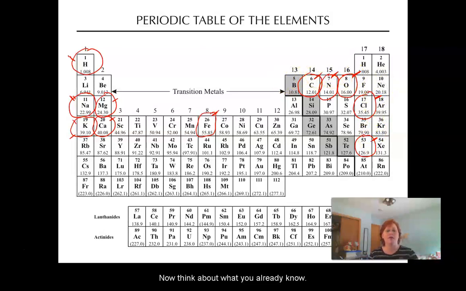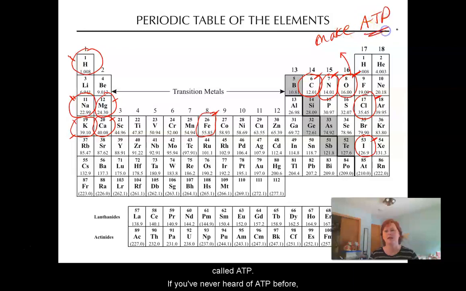Now think about what you already know. What do you need oxygen for? Well, oxygen is important so that you can make a molecule called ATP. And if you've never heard of ATP before, ATP is very important. Think of it like the Duracell batteries in your cells that are just there to help run processes. So if you need energy right now to do anything, like taking notes, digesting food, whatever you're doing, you need ATP. You need all of these little batteries to run those processes. You need oxygen to make enough ATP for you to function.